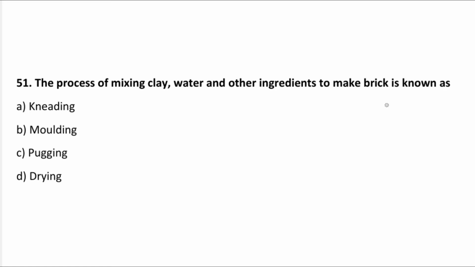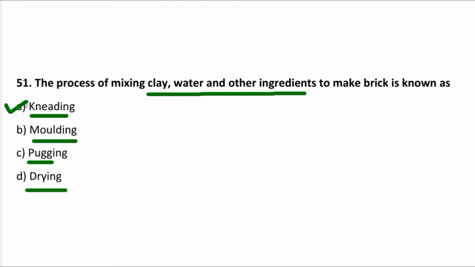Hello friends, today we are going to see the construction materials MCQ, the continuation of the previous video. The question is, the process of mixing clay, water and other ingredients to make brick is known as: option A kneading, option B molding, option C bucking, option D drying. The correct answer is option A kneading.